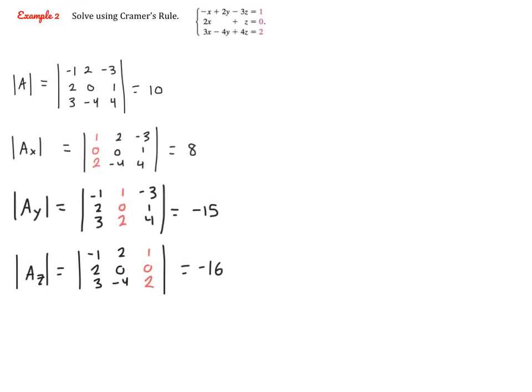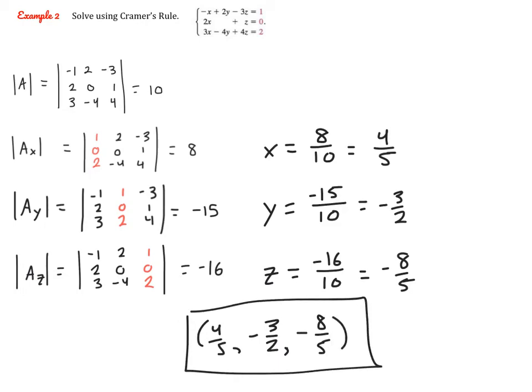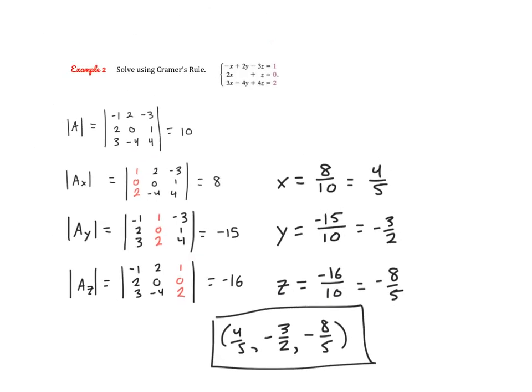So now we have all of the values we need. So now we just have to finish plugging them into our formula. So for x, it's going to be 8 over 10, so it's 4/5. For y, it's going to be negative 15 over 10, so negative 3/2. And for z, it's going to be negative 16 over 10, so negative 8/5. Then we just write it as an ordered triple, and we're done.